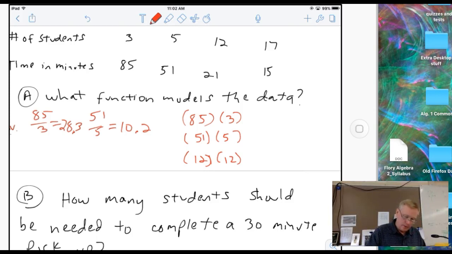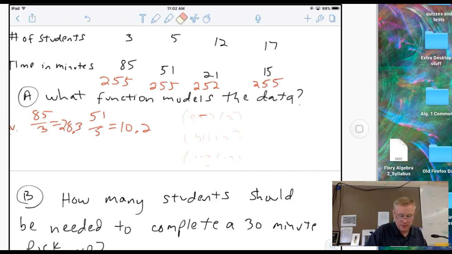85 times 3, I get 255. 5 times 51, I got 255. 12 times 21 is 252. And 17 times 15 is 255. Okay, so those are real close.